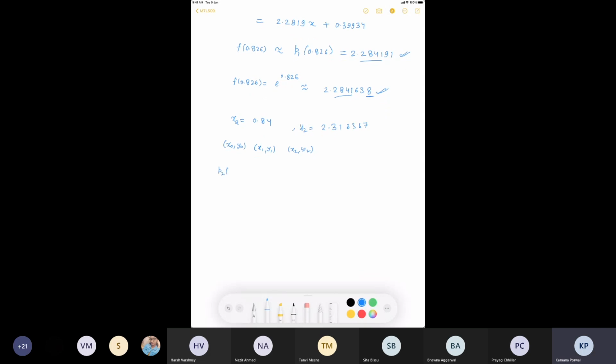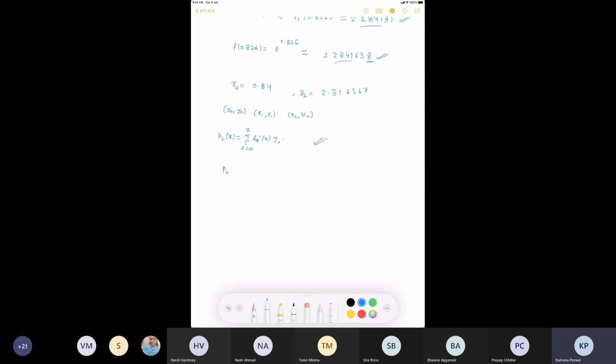So you can write down what p2(x) is. p2(x) is going to be the summation of li(x) into yi, with i equal to 0 to 2. You can find this polynomial because the data is given to us. What I'm interested in is what will happen when I substitute x equal to 0.826 here. The output I get is 2.2841639.